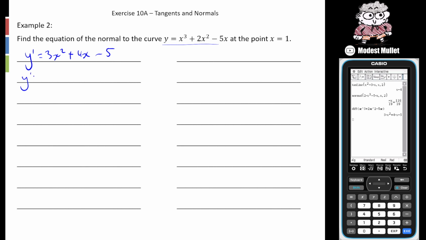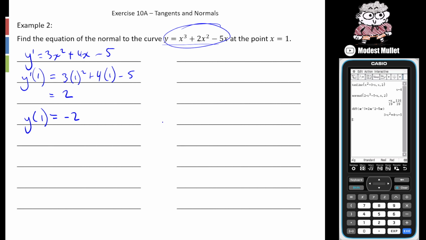So now I need to find y dash of 1. Am I going to define that to do the substitution? No, I'm not. That's a waste of time, but we can get 3 by 1 squared plus 4 by 1 minus 5. So that's equal to 3 plus 4 is 7 minus 5 is 2. So that's our gradient. And then we need to find y of 1. Same thing. So 1 plus 2 is 3, take away 5 is negative 2. So that's our y of 1. I was just substituting x equals 1 into that.